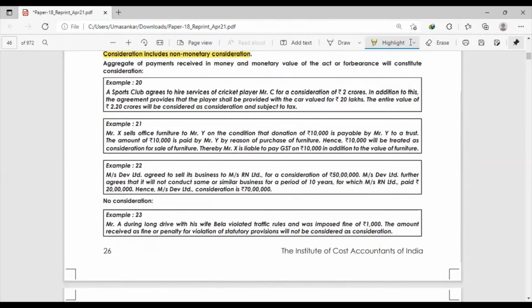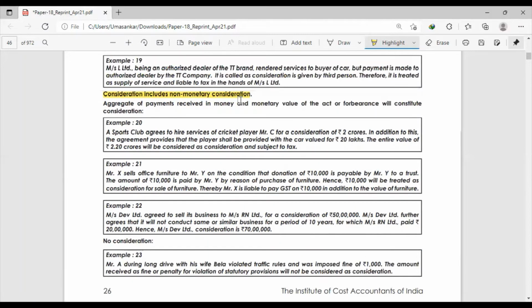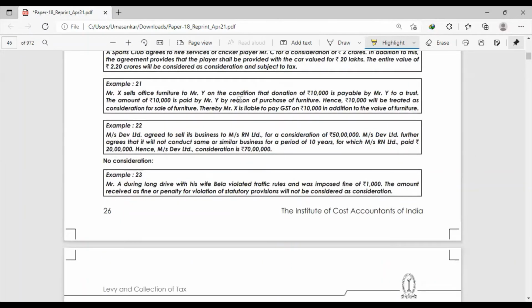The entire value of 2.2 crores will be considered consideration. That is what it is saying: consideration includes non-monetary consideration. Okay, next.